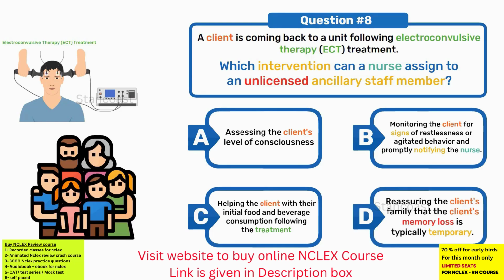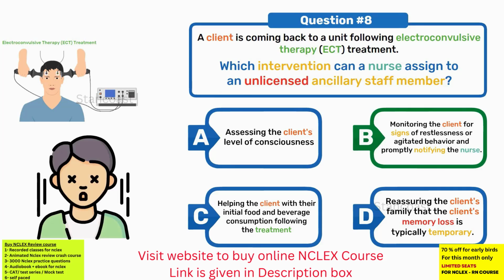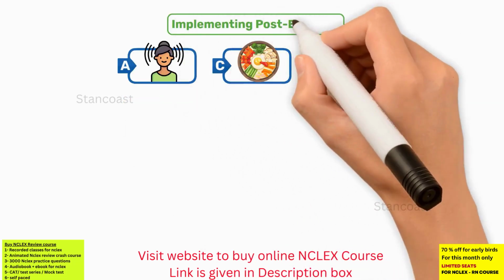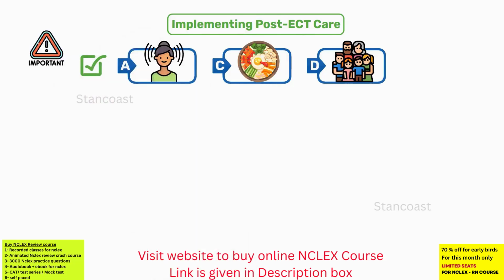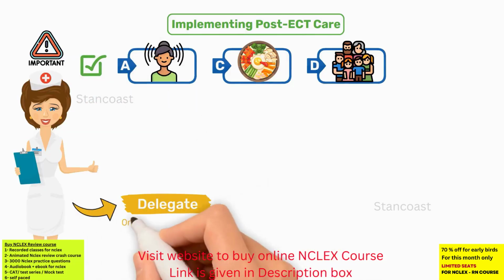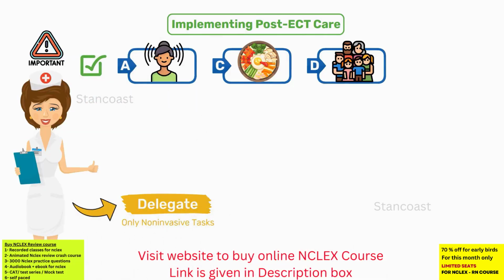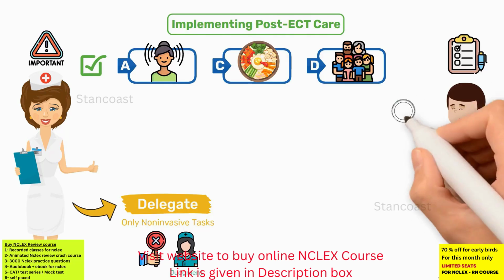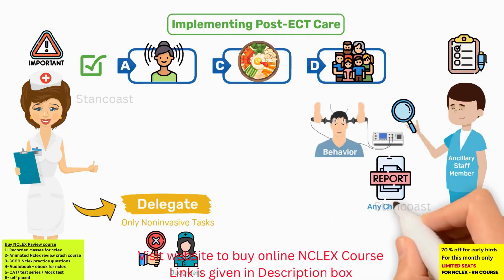The answer is B. Monitoring the client for signs of restlessness or agitated behavior and promptly notifying the nurse. All of the options for implementing post-ECT care are suitable, but it is important for the nurse to delegate only non-invasive tasks that do not require nursing judgment. It is appropriate to request the ancillary staff member to observe the client's behavior and report any changes.